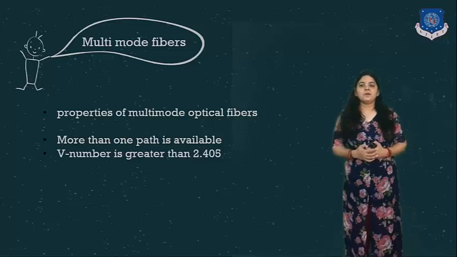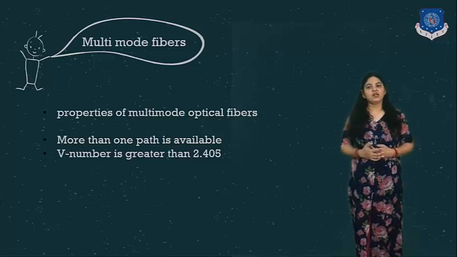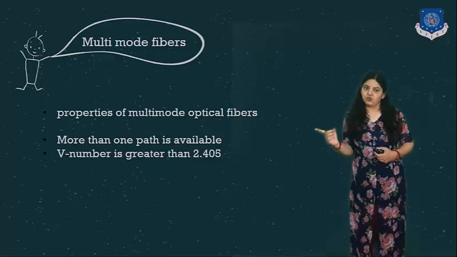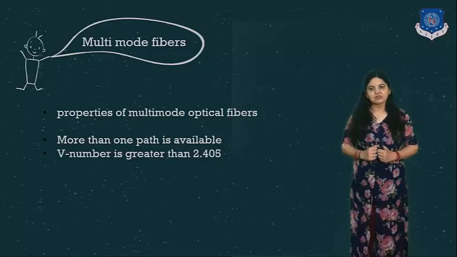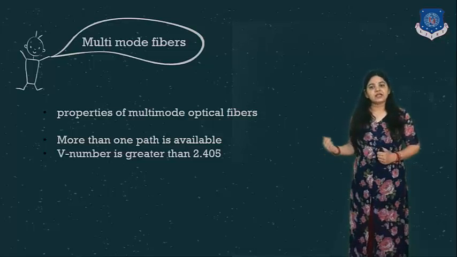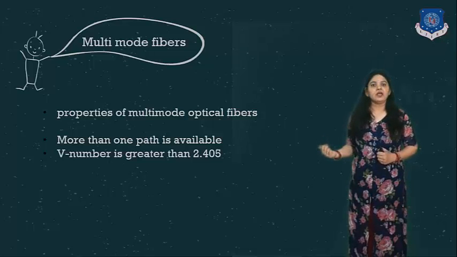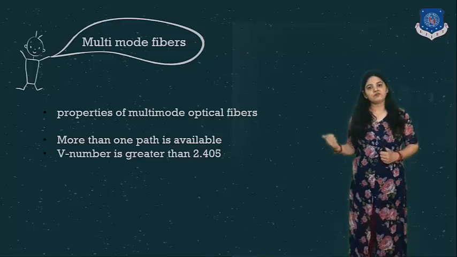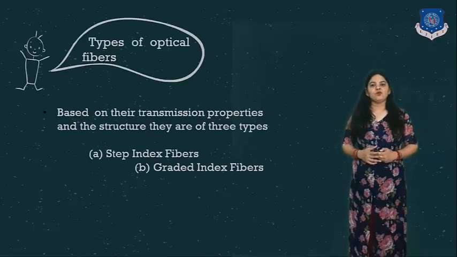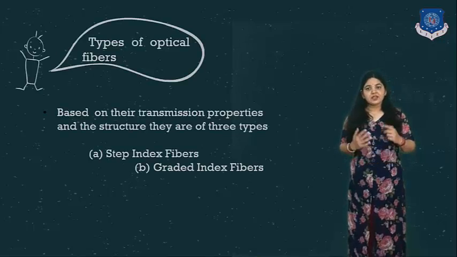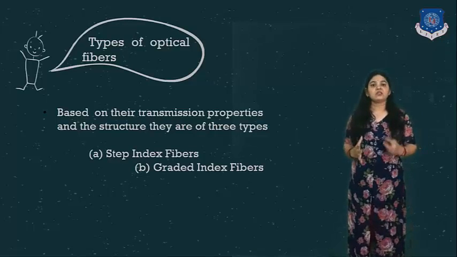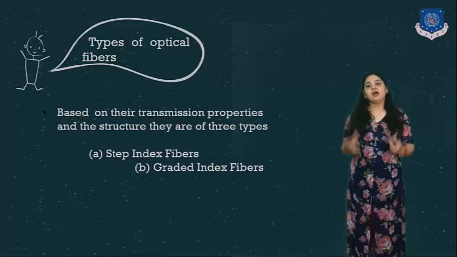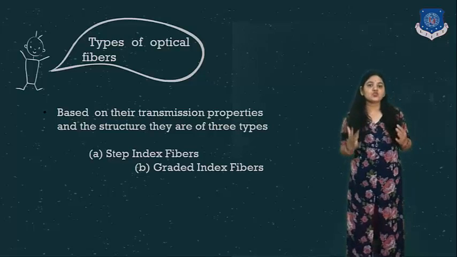So the properties of the multi-mode optical fiber: more than one path is available, whereas in the case of the single mode fiber, only one path is available. For multi-mode, the V number is greater than 2.405. In the case of single mode operation, the V number is less than or equal to 2.405.